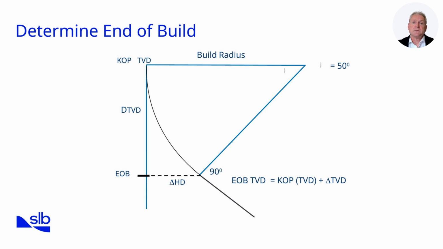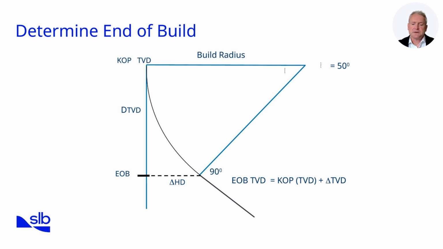On this slide, we are looking at how to determine the end of build in a directional well. The build section begins at the kickoff point, or KOP, which is the depth where deviation starts from vertical. From there, the well follows a curved path defined by the build radius. In this example, we're building angle up to 50 degrees.